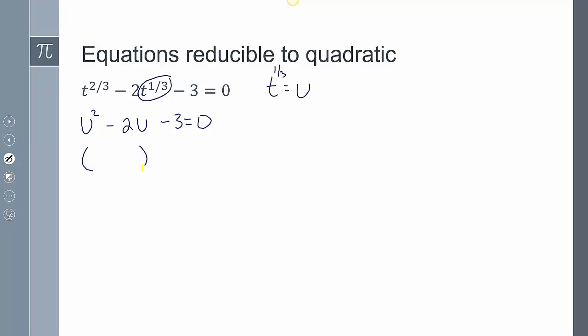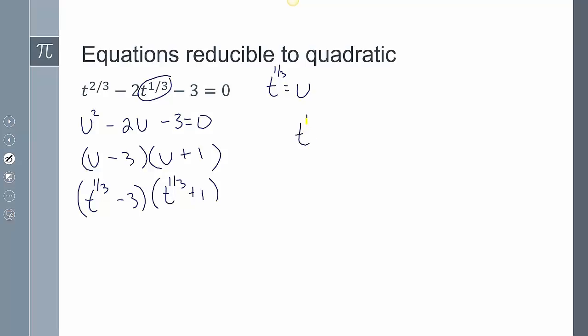And so now I can factor this into u minus 3 and u plus 1. So resubstituting t to the 1/3 in there, I get t to the 1/3 minus 3 and t to the 1/3 plus 1. So now solving for each one, I'm going to say t to the 1/3 minus 3 equals 0. Solving for that one, add 3 to both sides, and I get t to the 1/3 equals 3.